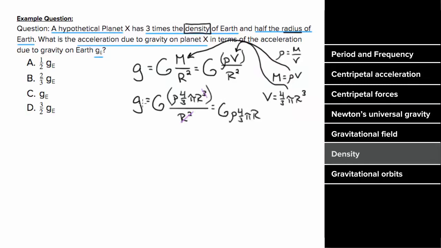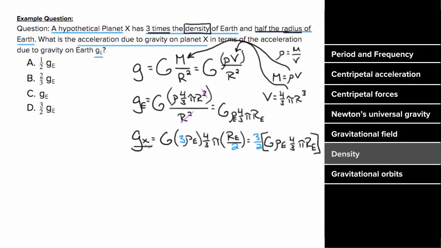So the gravitational acceleration on Earth would be big G rho of Earth 4/3 pi times the radius of Earth. And the gravitational acceleration on planet X would be big G times the density of planet X, which is 3 times the density of Earth, times 4/3 pi times the radius of planet X, which is 1/2 the radius of Earth. When we pull out the 3 and the factor of a half, that gives us 3/2 times the expression for the acceleration due to gravity on Earth. So the gravitational acceleration on planet X is going to be 3/2 the gravitational acceleration on planet Earth.